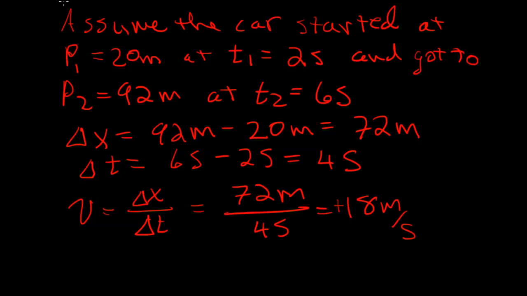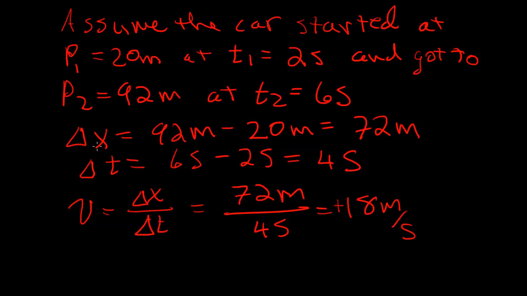So we're going to assume the car starts at P1 is equal to 20 meters. We'll just pretend this is the x-axis, say, and position P1 is at 20 meters relative to the origin, at time T1 equal to 2 seconds. So it started at 20 meters at time equal to 2 seconds, and it got to position P2, which was at 92 meters, at a time T2 equal to 6 seconds, 4 seconds later.